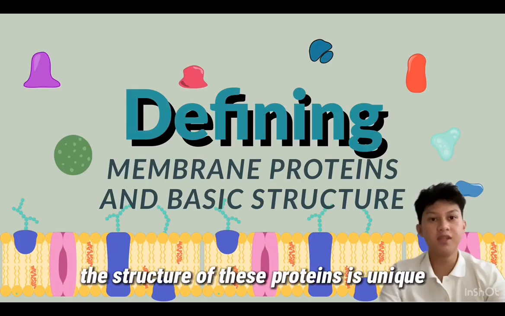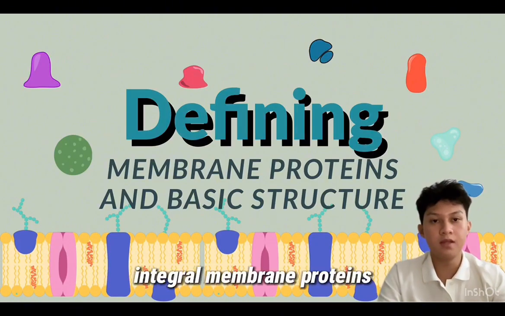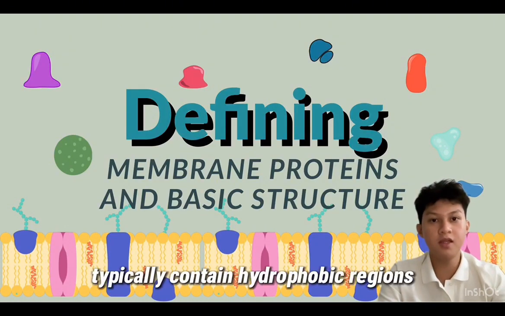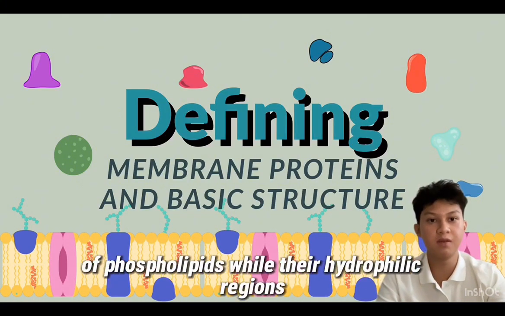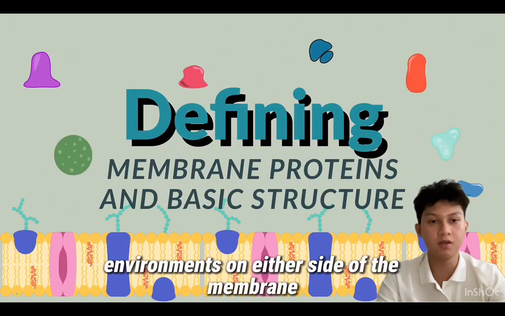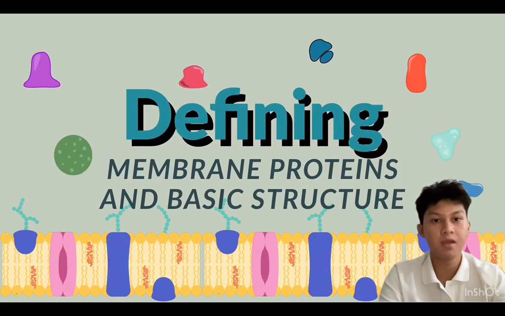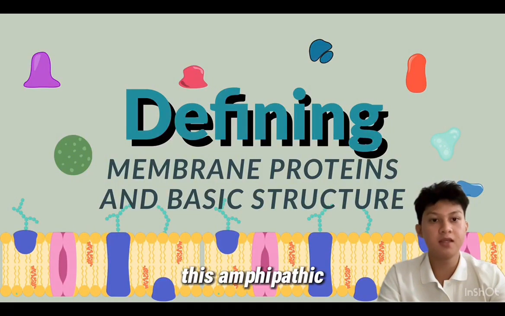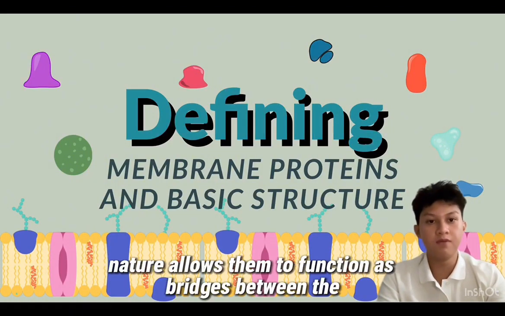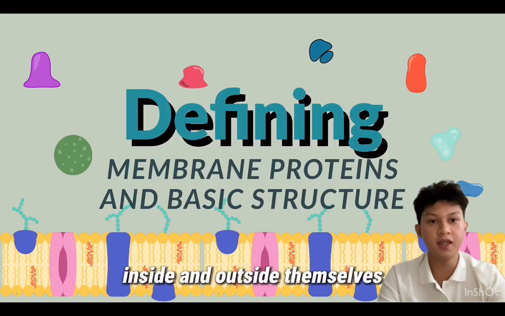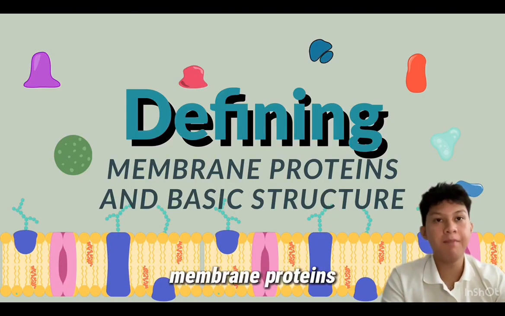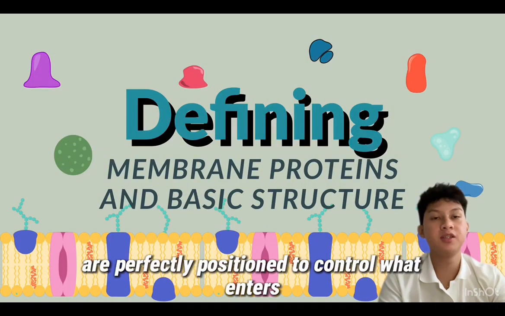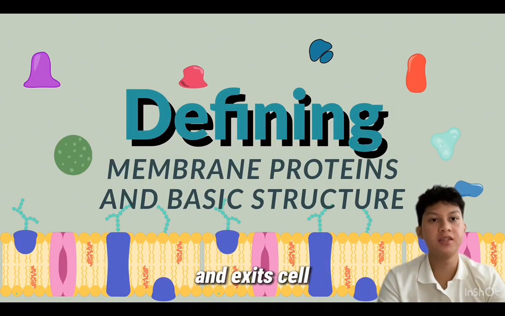The structure of these proteins is unique. Integral membrane proteins typically contain hydrophobic regions that interact with the fatty acid chains of phospholipids, while their hydrophilic regions face the aqueous environments on either side of the membrane. This amphipathic nature allows them to function as bridges between the inside and outside of cells. Given this unique amphipathic structure, membrane proteins are perfectly positioned to control what enters and exits the cell.